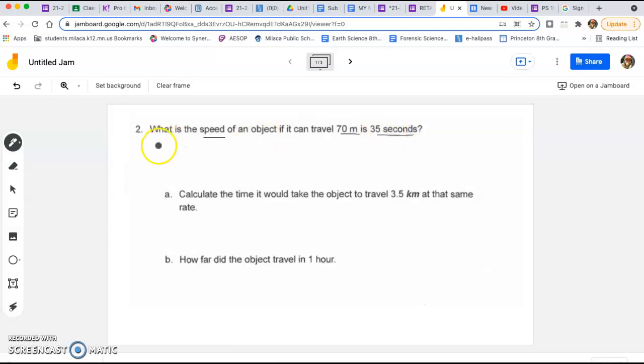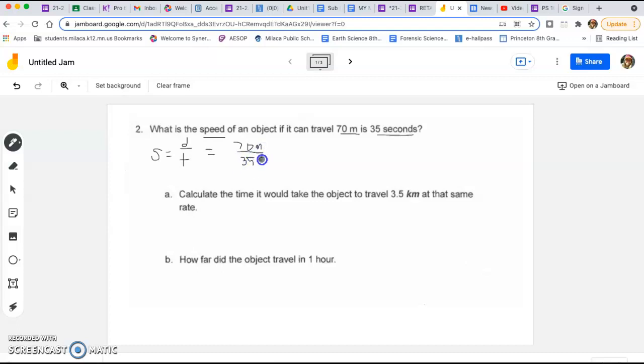Well, this one's pretty straightforward. We know that the equation for speed, which is the same as velocity, except velocity has a direction, right? So speed is equal to distance over time, right? And we have the distance here, 70 meters, and we have the time, 35 seconds. So we know then we set up the equation as 70 meters. Please make sure you are listing your units and showing all your work over 35 seconds.